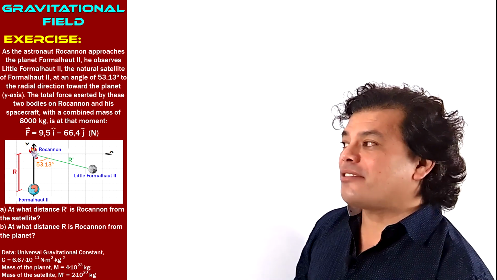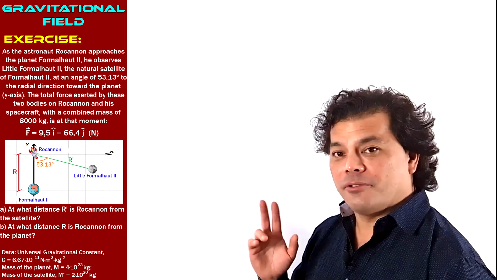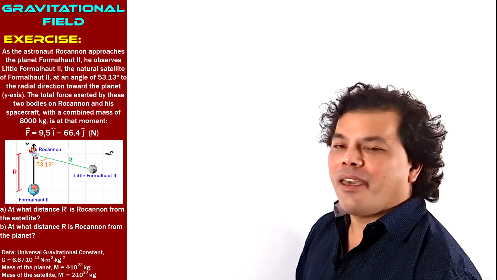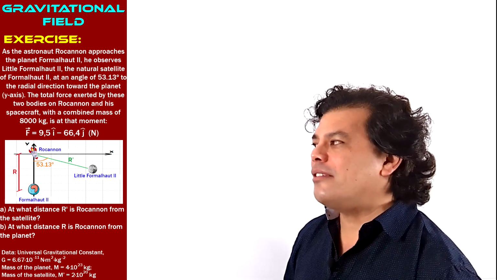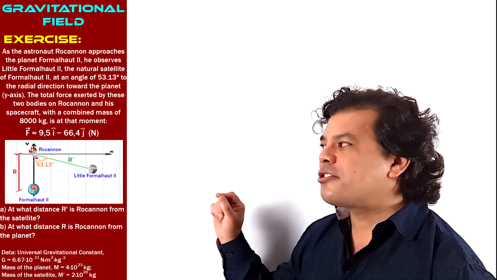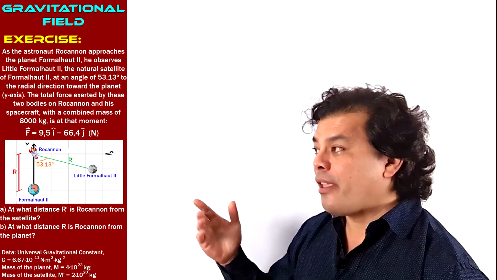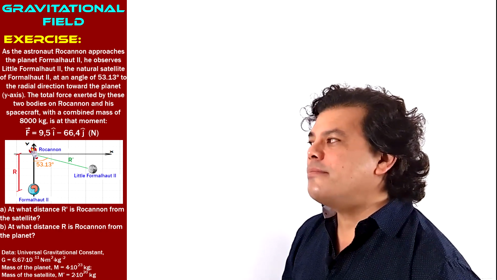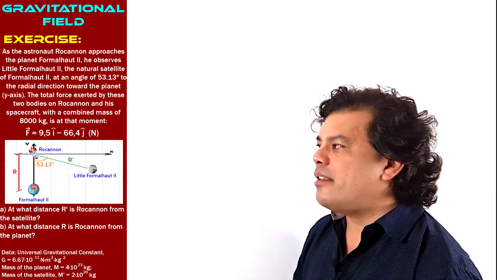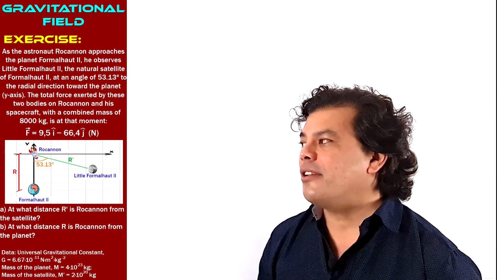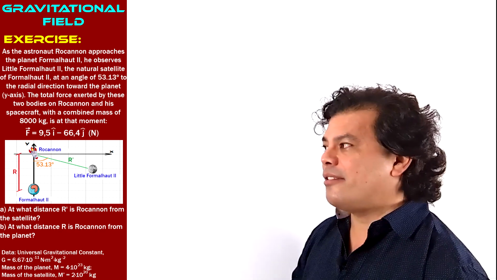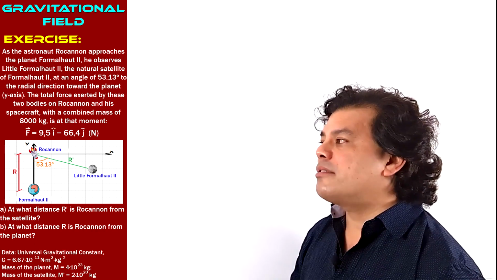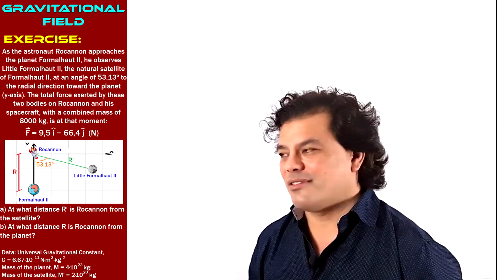It says, as the astronaut Rocannon approaches the planet Formalhaut II, he observes Little Formalhaut, the natural satellite of Formalhaut II, at an angle of 53.13 degrees relative to the radial direction toward the planet, the y-axis. There you can see that they are giving us a little sketch. The total force exerted by these two bodies on Rocannon and his spacecraft, with a combined mass of 8,000 kilograms, is at that moment, and there you can see they are giving us the force vector, 9.5 i minus 66.4 j in newtons.